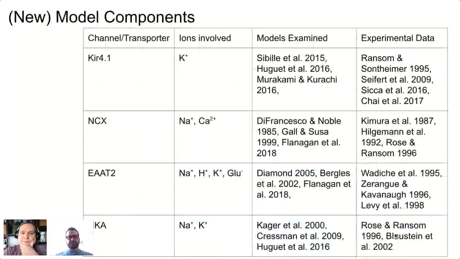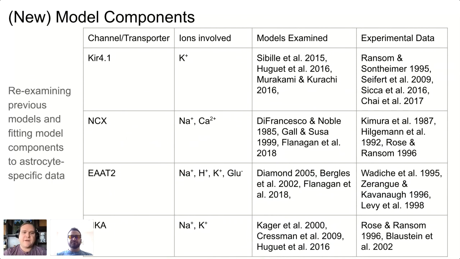The bulk of my work over the past year has been looking through what's been done before and trying to pull out different components from different models that capture the right behavior. For each of these various channels and transporters that we're adding to the model, we're re-examining what the expressions for those channels or transporters look like in previous models, and refitting or tweaking them so that they fit the astrocyte-specific data that we have from many of these experiments, and also fit well together in this full model.